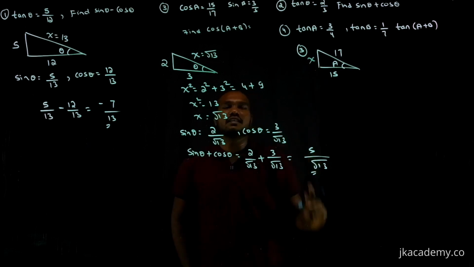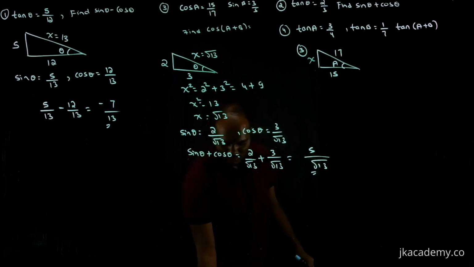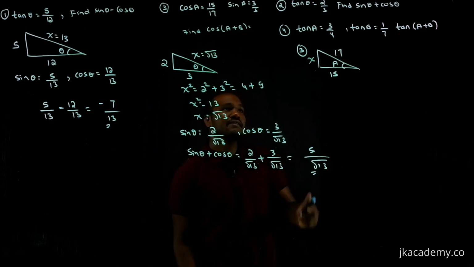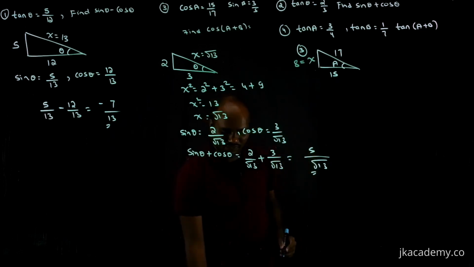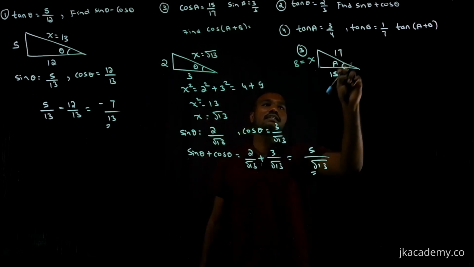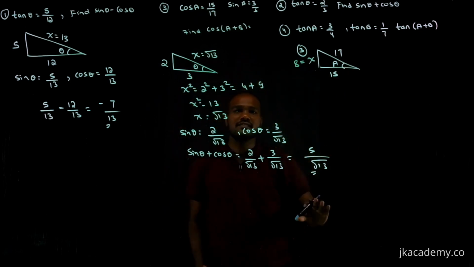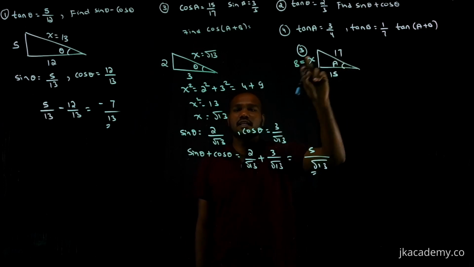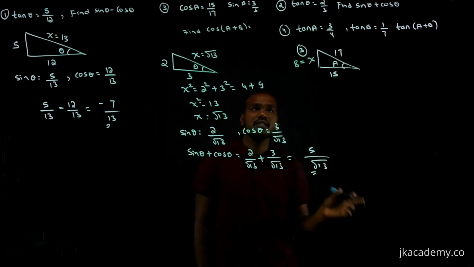Okay, this one, 15, 17. I don't know the other side, so let's take it as X. This is also one of the triplets you need to remember. I'll just say what the answer will be. 15, 17 and 8. This is the famous triplet. If you have 15 and 17, the other will be 8.